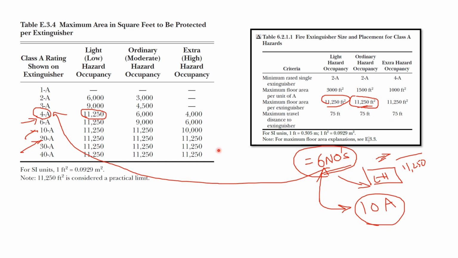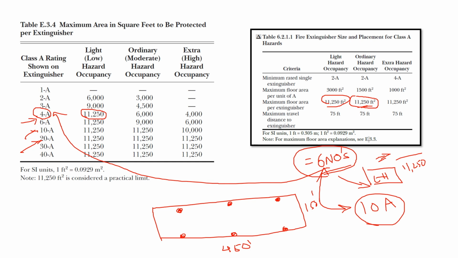So for example, if you see here, I am going to locate the number of fire extinguisher, total 6 number for any hazard in this particular building. So I am going to install near the walls. Okay, this will be 450 feet and this will be 150 feet. Please listen carefully in order to understand properly the concept.